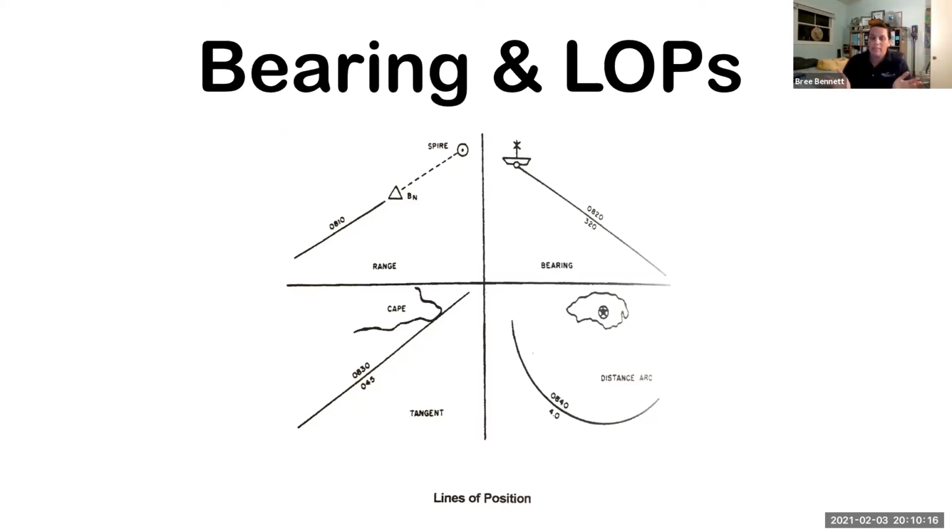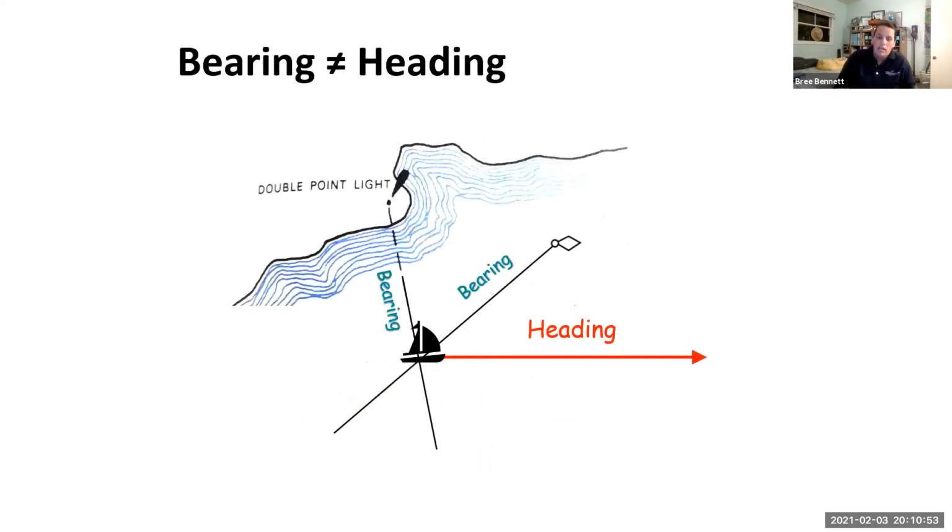The cool thing about that is you don't need a tool to measure it. You don't need a compass, a handheld compass, or radar, something to measure distance or anything like that. You can just visually see two things in line and get a line of position. But anyways, how we are going to be talking about these lines of position is through degrees. We're going to give them values like 045 true, 045 compass.